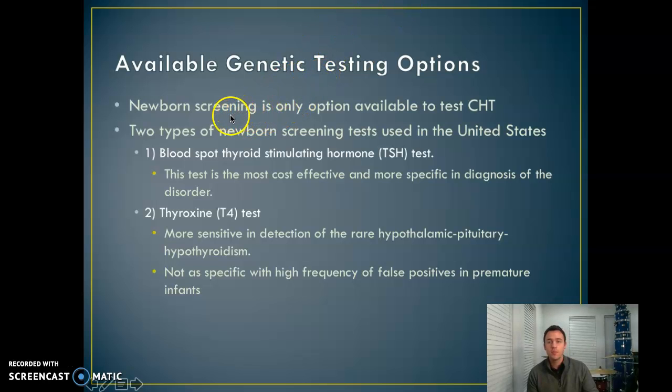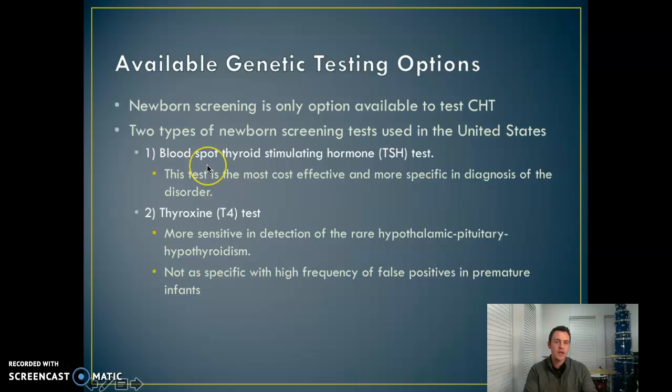But the problem with that is that if you're not diagnosed and treated immediately, as your thyroid gland develops throughout life and you're producing less and less hormones, it's going to potentially cause mental retardation. And so because of that, newborn screening is really the only option to treat CHT. There are 2 types of newborn screening tests, though.